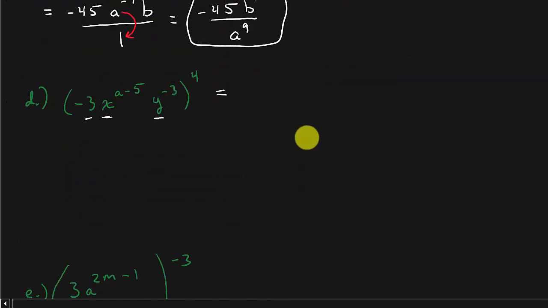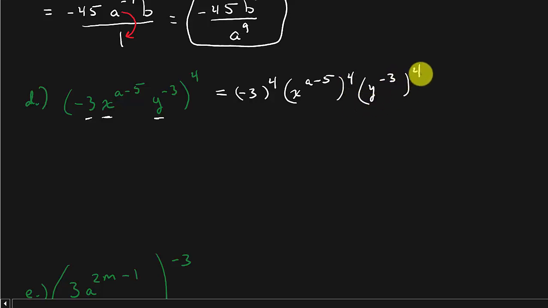And so this is going to give me what? Negative 3 to the 4th, x raised to the a minus 5 raised to the 4th, y to the negative 3 raised to the 4th. Okay? I just raised each one to this 4th power out here. All right? And so now you see this and you see this. Well, that's that property a to the m raised to the n is equal to a to the m times n. I'm multiplying.